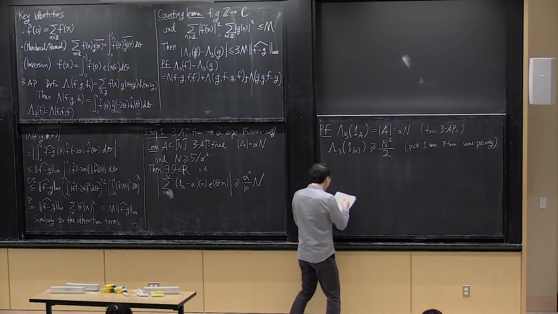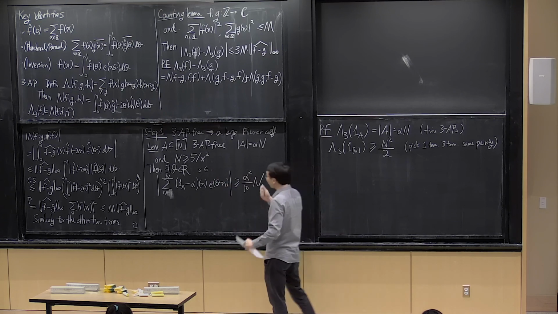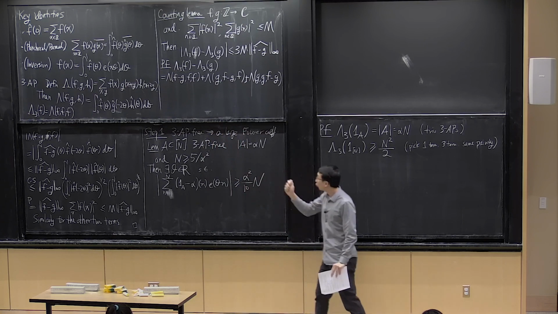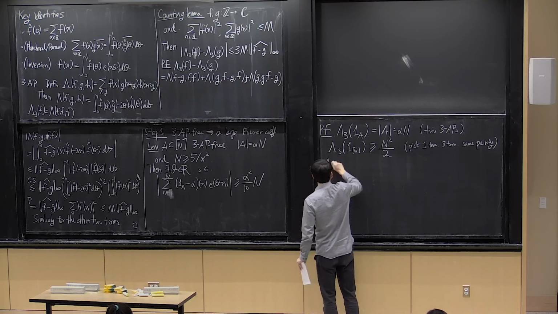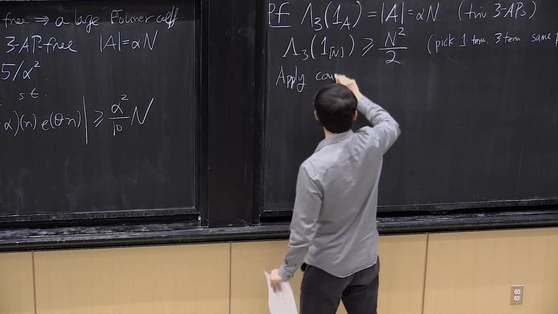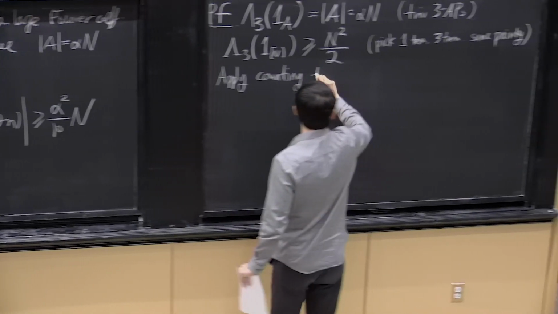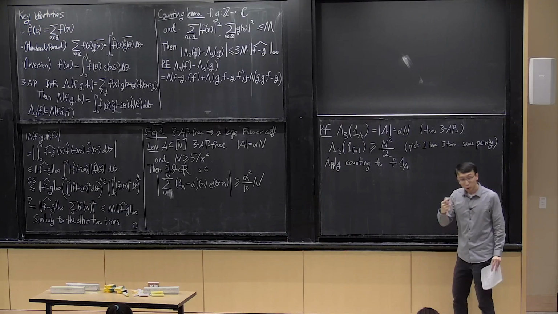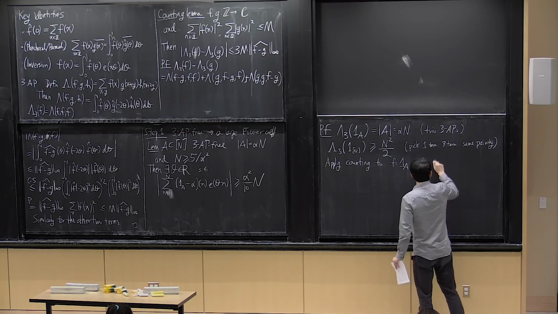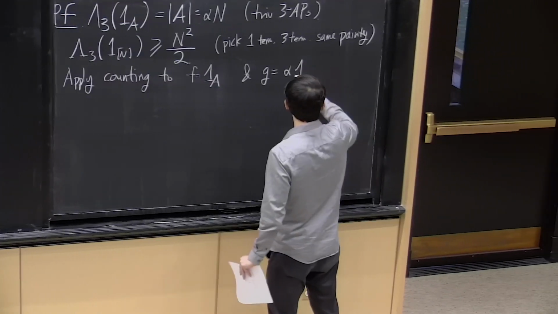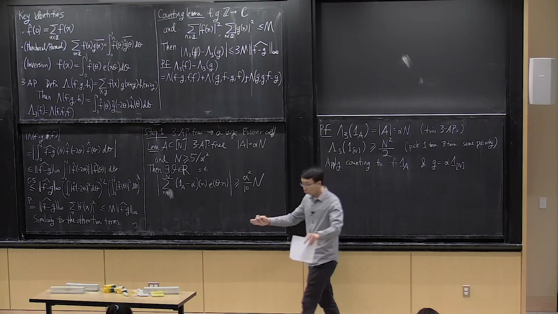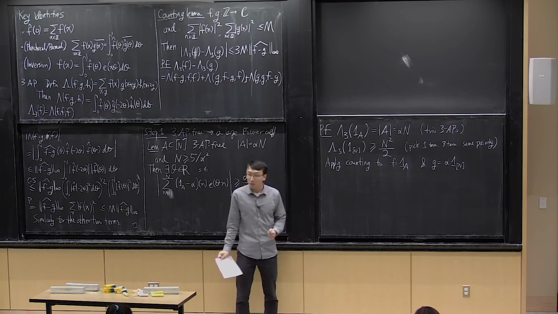So now let's look at how to apply the counting lemma to this setting. We have the counting lemma up there, where I now want to apply it. So apply counting to, on one hand, the indicator function of A, so we get to count 3 APs in A, but also compare it to the normalized indicator on the interval.